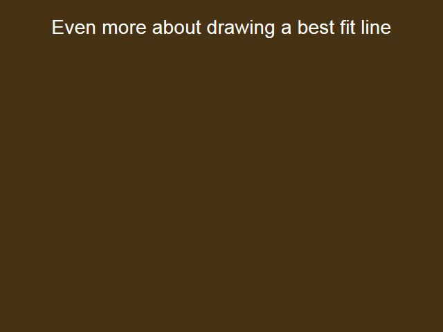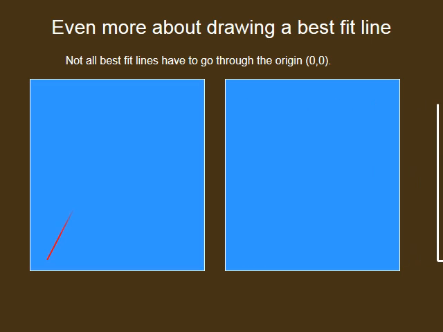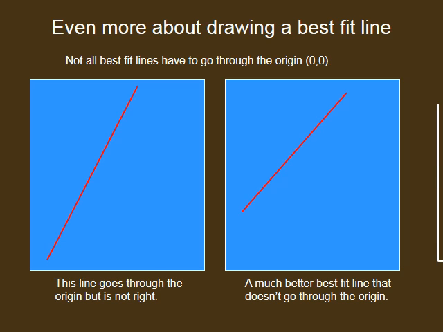So continuing on with line of best fit, as you can see, it's quite important. Not all lines of best fit can go through the origin 0, 0. By and large, for this internal, it's more than likely they will, but you have to be careful. So here's an example. This line goes through the origin, but it's not right, whereas this one doesn't go through the origin. Which one matches the data points, the left or the right? Quite clearly, it's the right.